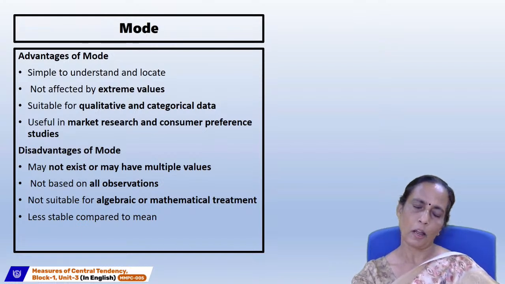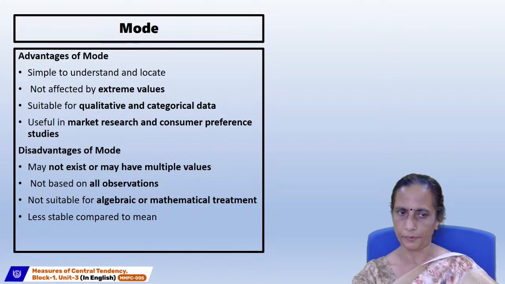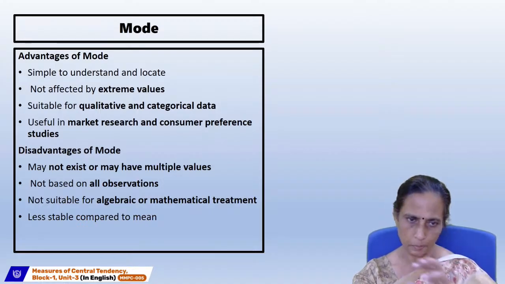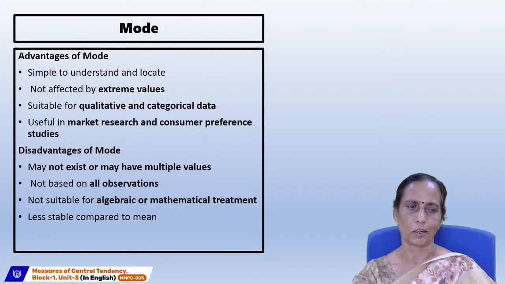it may not exist or may have multiple values. In that case, it is very difficult to make any analysis based on your mode. It is not based on all observations. It is based on a specific set between three classes only. And it is not suitable for further mathematical treatments.